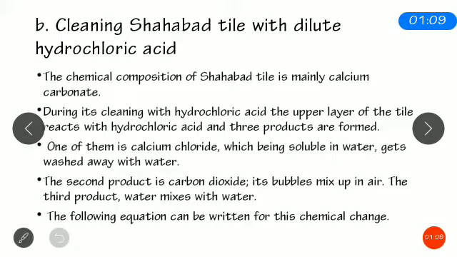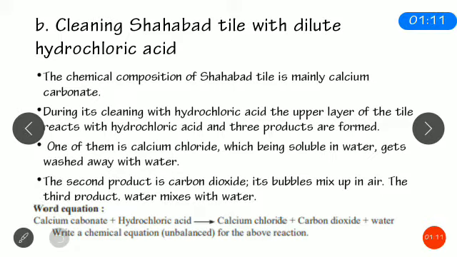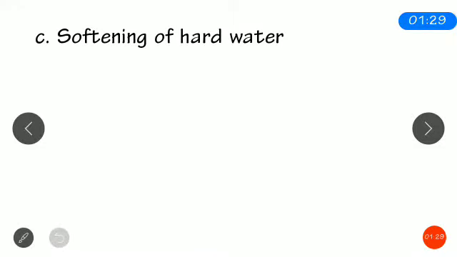The following equation can be written. So the equation, which is calcium carbonate plus hydrochloric acid, will give you calcium chloride plus carbon dioxide and water. You know the chemical formula also, so you can actually write it in the form of chemical formula as well. All right, so let's talk about softening of hard water.